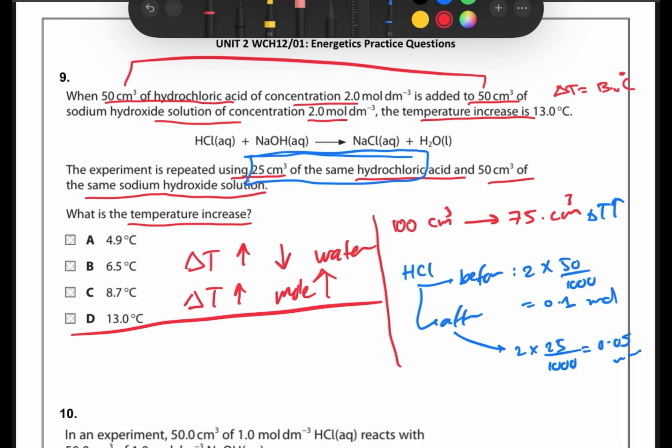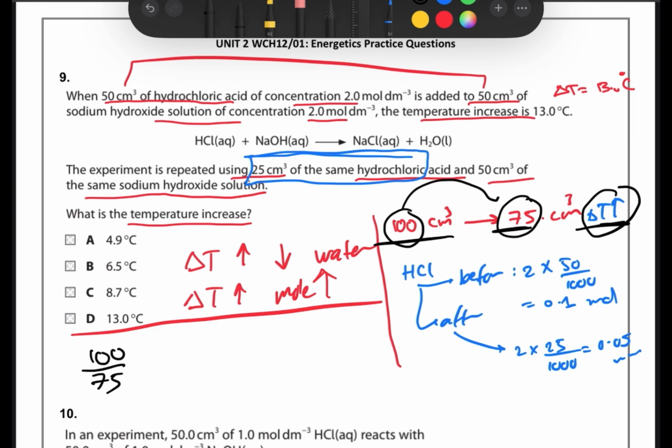Okay, so we have decreasing the moles. Now, how can we write the ratio? First of all, delta T will increase if we decrease the volume. So we divide 100 over 75. We said that because decreasing the volume of water leads to an increase in delta T, that's why we take the big number divided over the small number. And then we multiply.